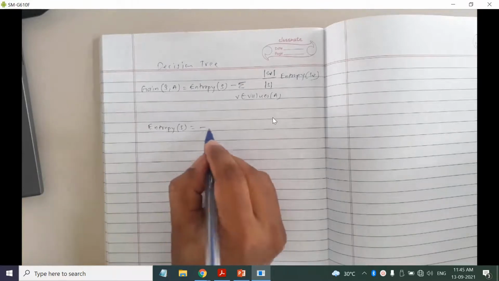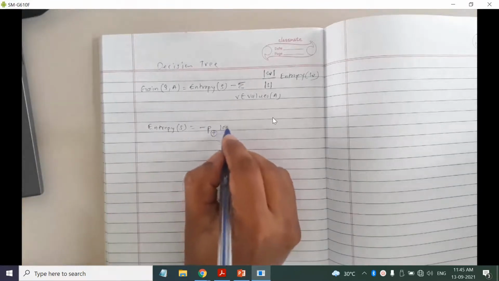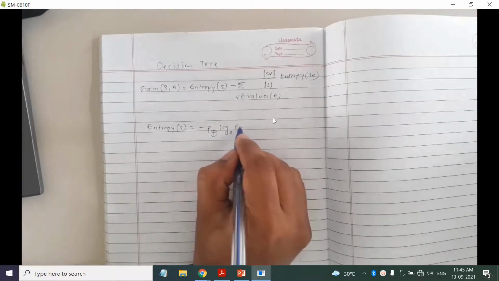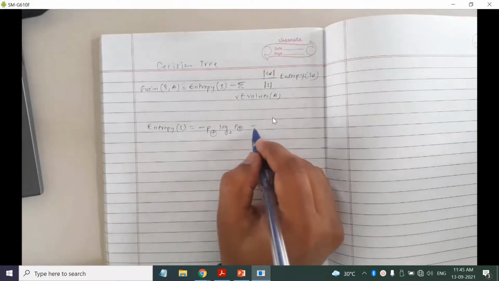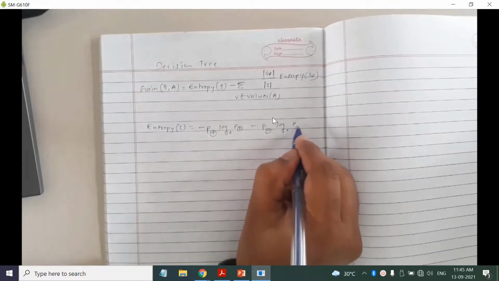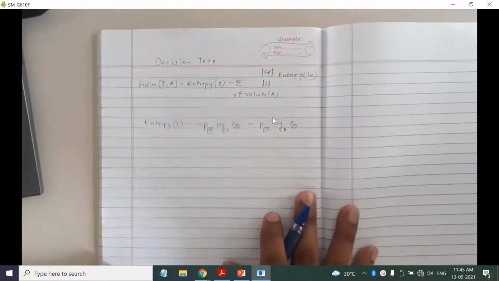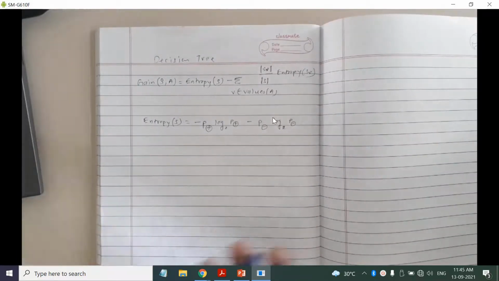So that is minus P, the proportion of positive examples, log base 2 of the same thing, then minus the proportion of negative examples, log base 2 of the proportion of negative examples. Okay, so let us calculate these values for our given problem.